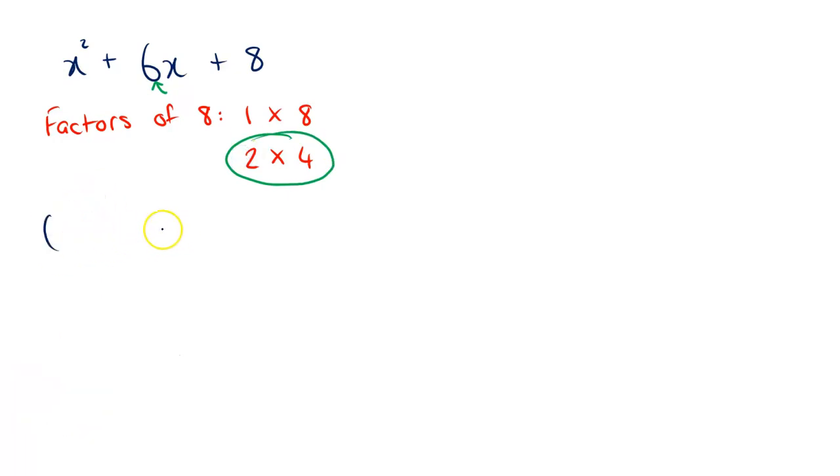And then we can go ahead and factorise. So I do myself a pair of brackets like so, and then I want x plus 2, choosing this number here, and x plus 4 in the second bracket, choosing that number there.